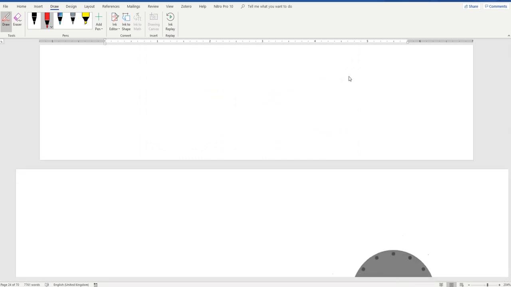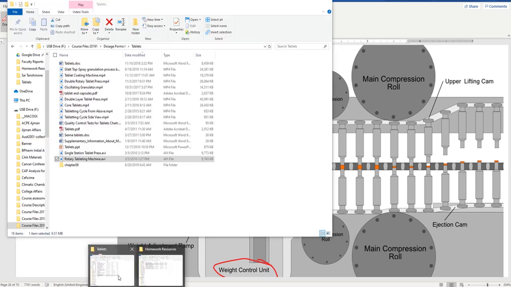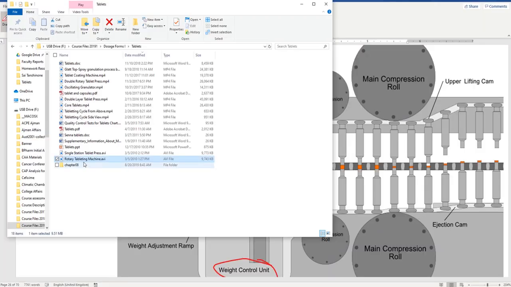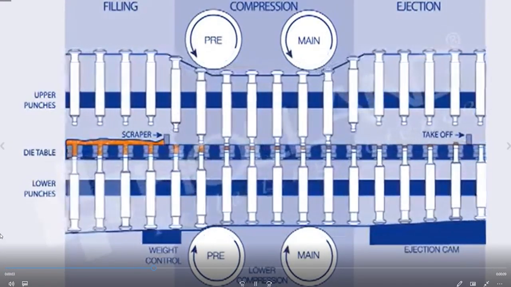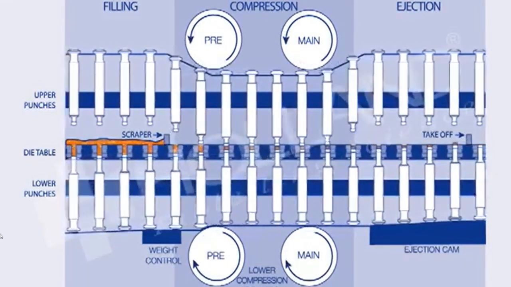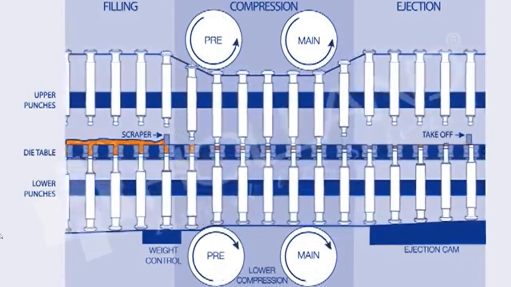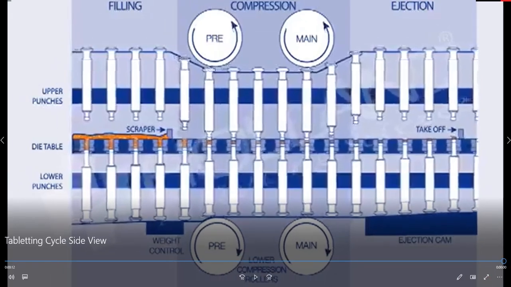Okay, I also want to show you this diagram as animation while it's moving so that you understand the process better. Okay, I hope now you understand how the tablet machine works.